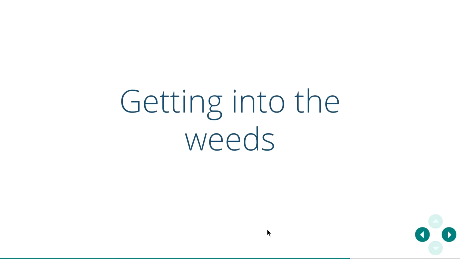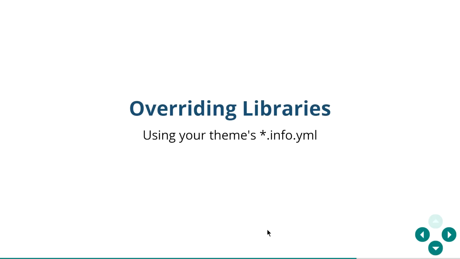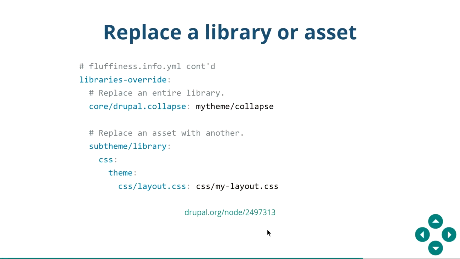So now I'm going to get into the weeds. This is probably going to be most useful for people who are going to be theming a lot. So overriding libraries. You're a neurotic person and you don't like how a library was set up. You want to change it, you want to remove it, whatever you want to do. This is new to me, so I don't know too much about it. But if you want to override a library, you can now do it in your theme's info file. It's libraries override, and then you can list things. So this little line here replaces an entire library. So it's from core, it's called Drupal.collapse. And I want to point to this library instead of that library, which I've defined somewhere else in my theme's info file, or sorry, libraries file.